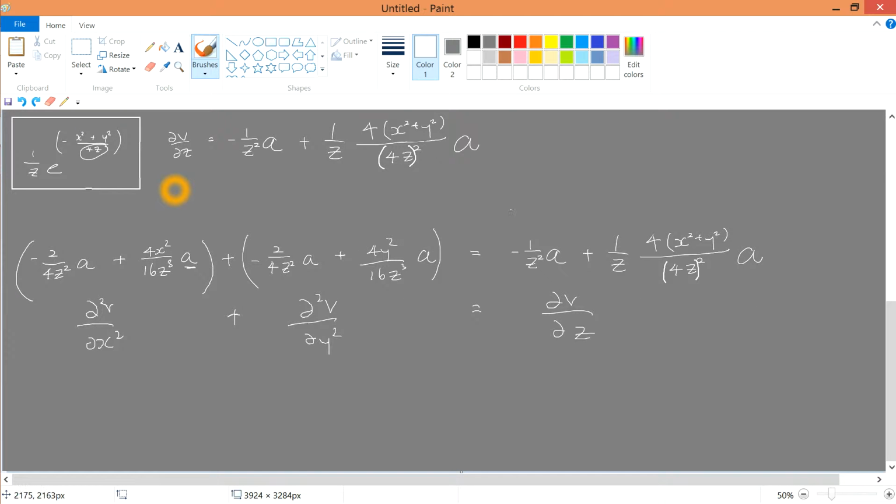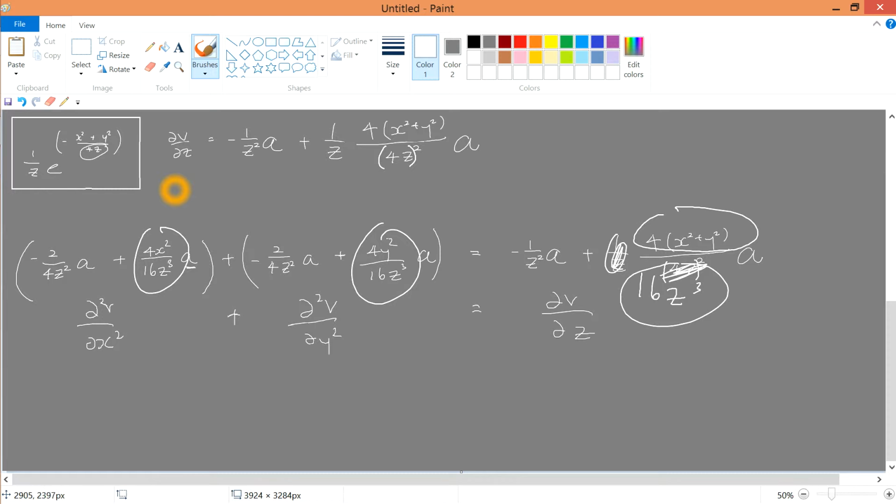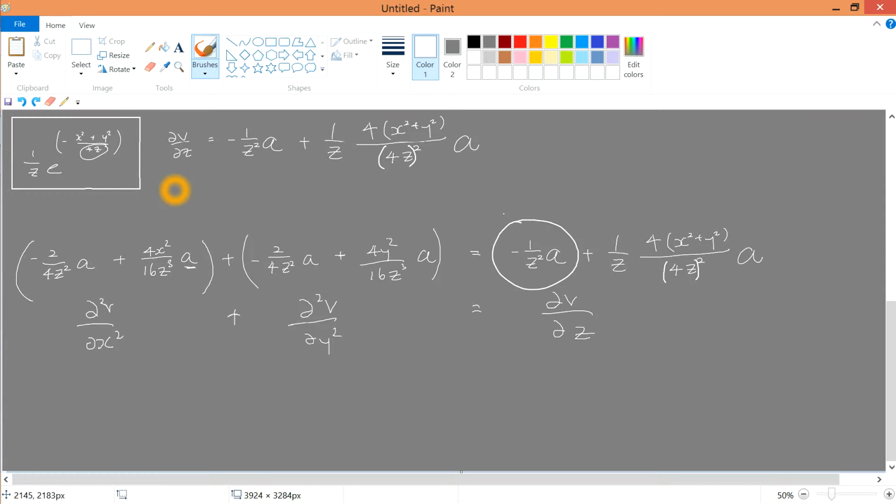Alright, so let's say this is 16. If I multiply everything in, I'll have 16z cubed. Alright, now wouldn't it be clearer now? 4x squared plus 4y squared is this one, and then below is 16z cubed. As for this term, it's just simply this thing plus this thing. Okay, you have 1 over z squared a, where a is equal to the exponential term that I said previously. Alright, so this is it, and this is the successive differentiation.